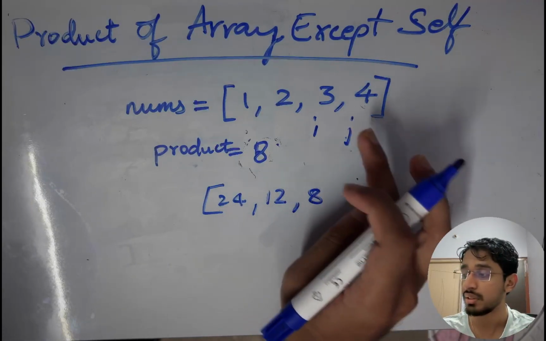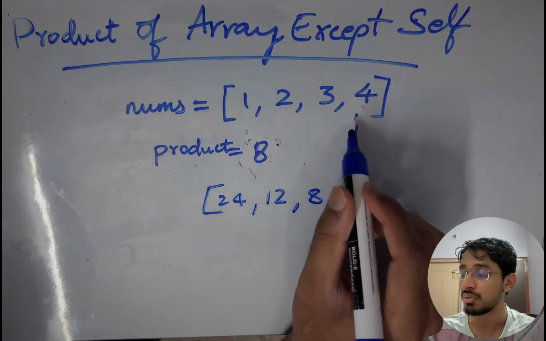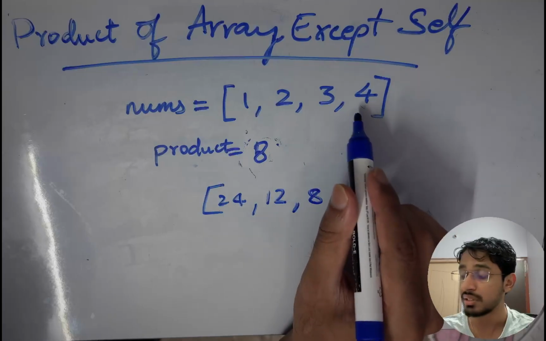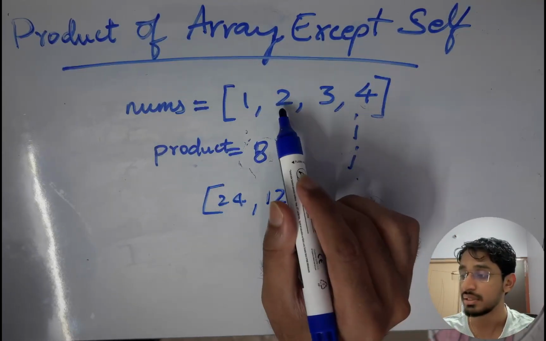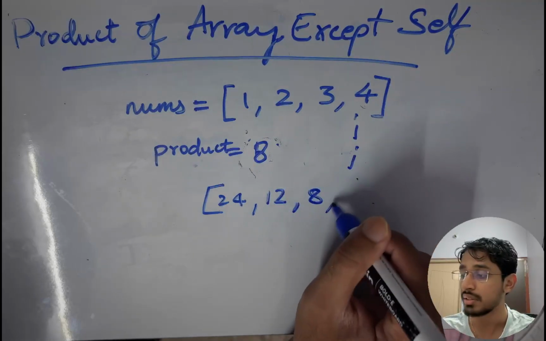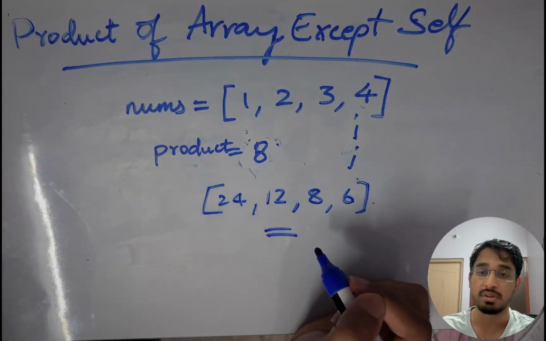Finally, once i and j are over here, once they are equal, we just don't consider 4. So we just add the rest of the elements, that is 3 into 2, that is 6. So we add 6 over here, again 6 into 1 is 6. So this is the solution. This is brute force.